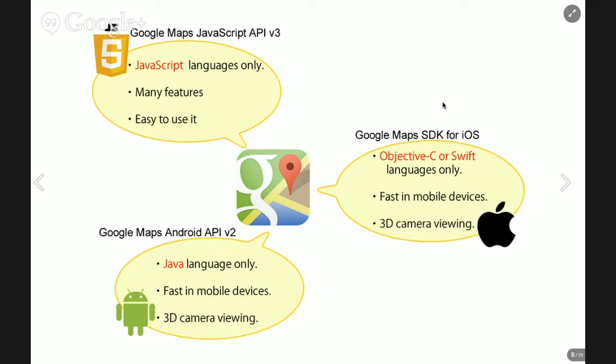For native code, Google provides Google Maps Android API v2 and Google Maps SDK for iOS. But you need to use Java or Objective-C, and recently Swift for iOS. I wanted to use those SDKs, Android API v2 and the SDK for iOS, but I didn't want to write Java and Objective-C for my application. That's why I started to develop my plugin.